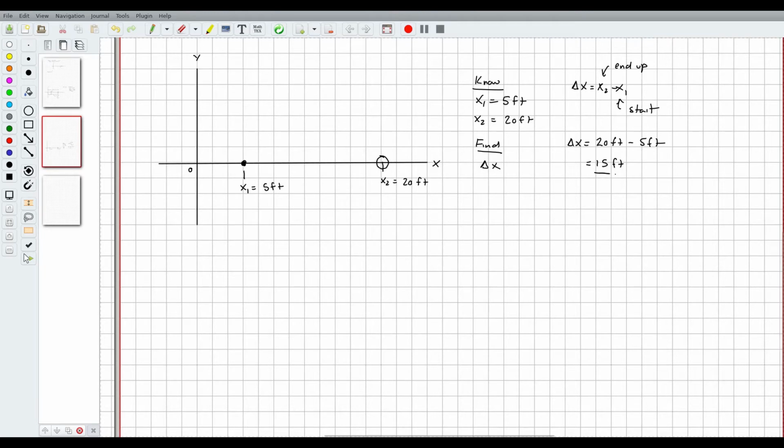Now, what I'd like to point out here is that the ball has to travel 15 feet this way. If you think about the number line and the x-axis, this is in the direction of positive numbers. So keep that in the back of your head as we do the next example.